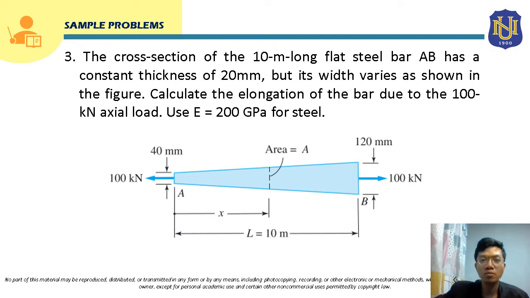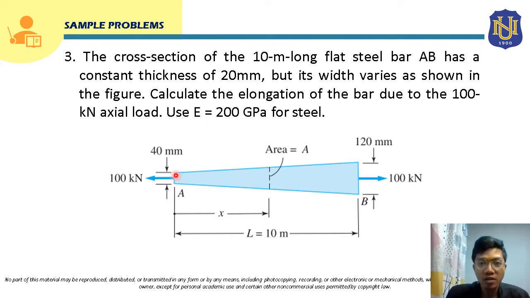For sample problem number 3, the cross-section of the 10-meter long flat steel bar AB has a constant thickness of 20 millimeter, but its width varies as shown in the figure. Calculate the elongation of the bar due to the 100 kilonewton axial load. Use modulus of elasticity equal to 200 gigapascal for steel.